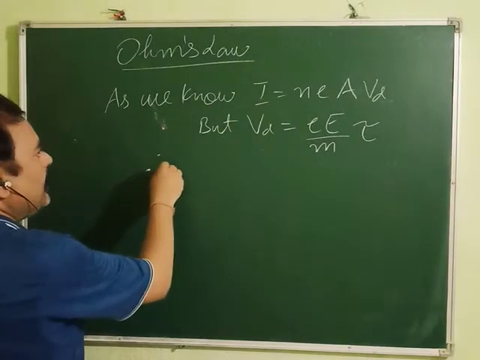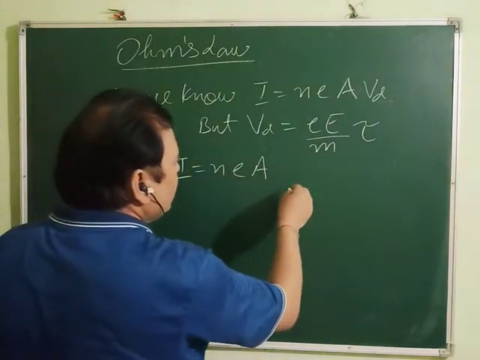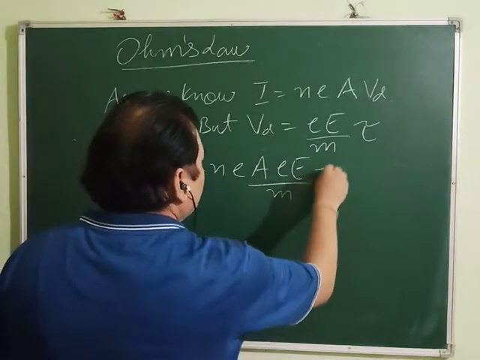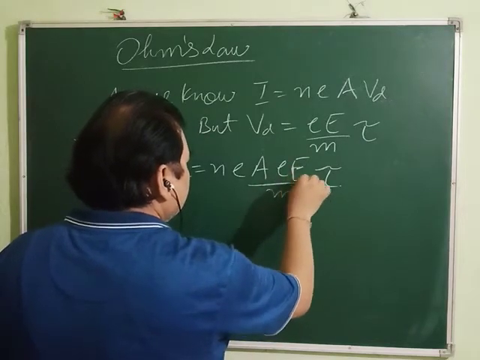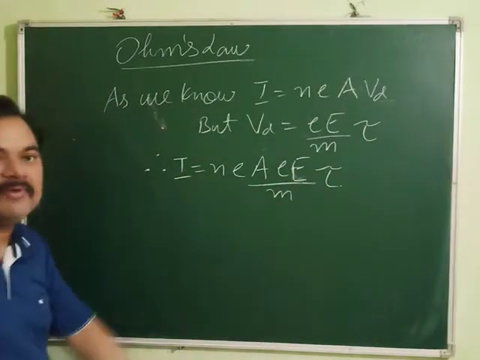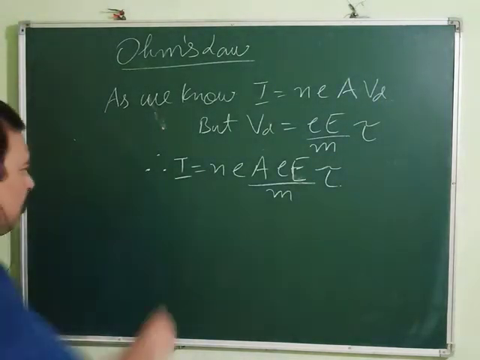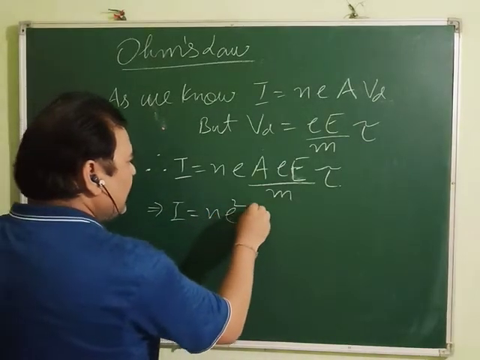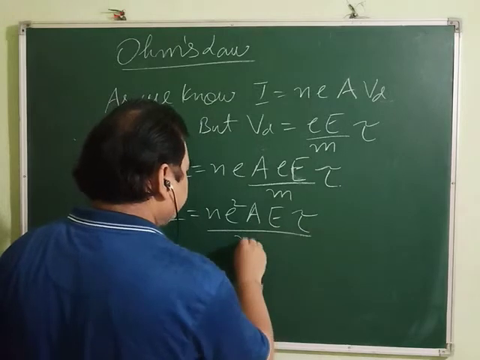Therefore, I will be how much? It is NEA. Instead of Vd, we can write E by m into tau. You might be thinking why I have not taken the negative sign. Because we are writing the scalar quantity, direction is not needed over here. So finally, what we get? This implies I is equal to N E square A capital E tau by m.